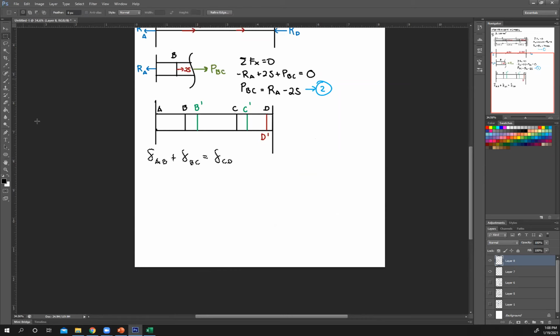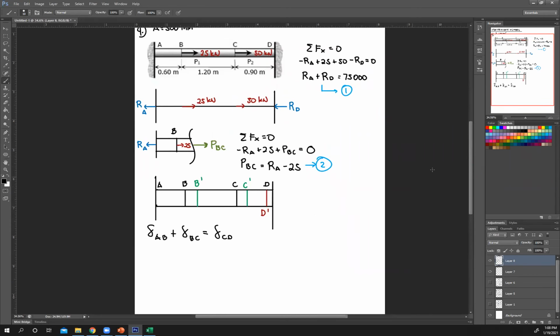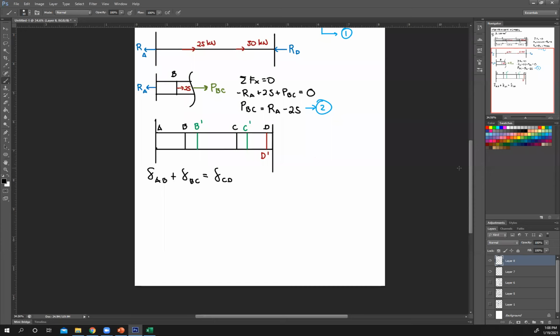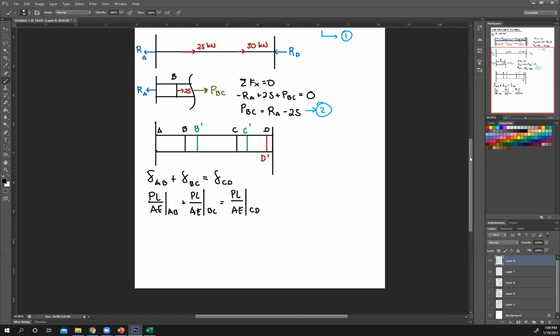So now I can use this. Let's just move it upwards. What are we looking for again? Stress. But I need to know PBC first. So I'm going to use PL over AE, even though I'm looking for stress. So this would be PL over AE of section AB plus PL over AE of section BC equals PL over AE of section CD.